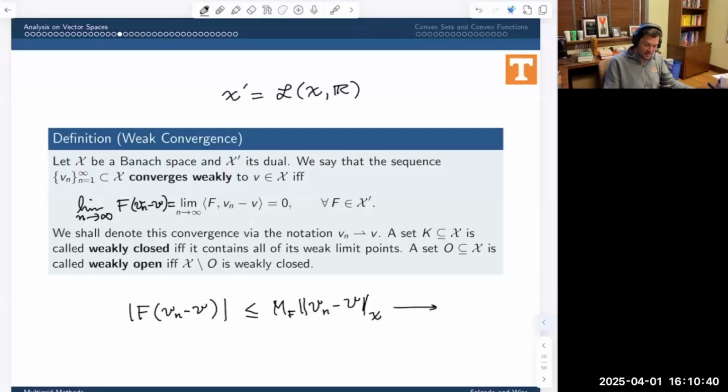Well, this goes to 0 because we're assuming strong convergence, which means convergence in the norm. That means the norm of this difference is decreasing to 0 as n gets larger. But since M_f is a constant independent of n, this means that this has to also converge to 0. So that means we have the basis for weak convergence. The fact that we can conclude weak convergence is the fact that this holds for any f that we want to put in there. This constant depends on f, but it's still a finite number and it's independent of n. That's the important part. So strong convergence implies weak convergence.